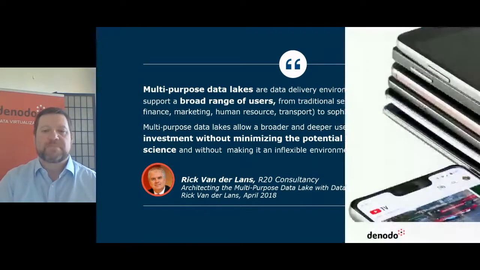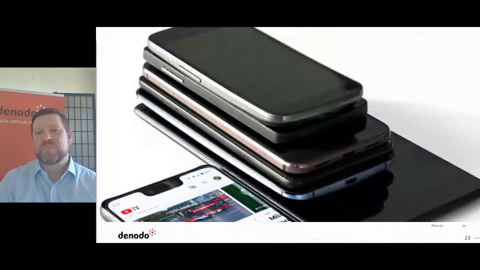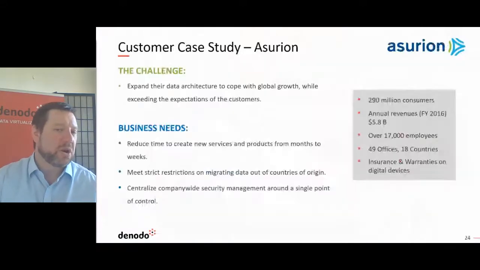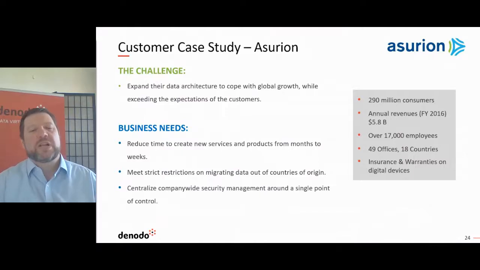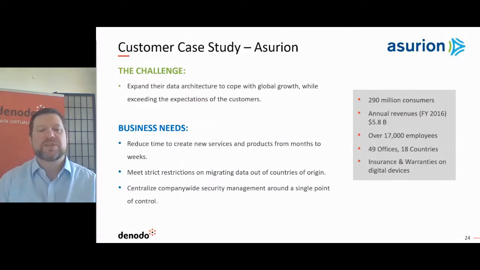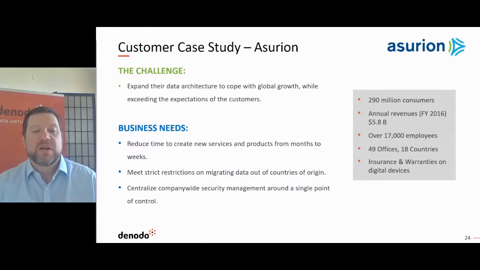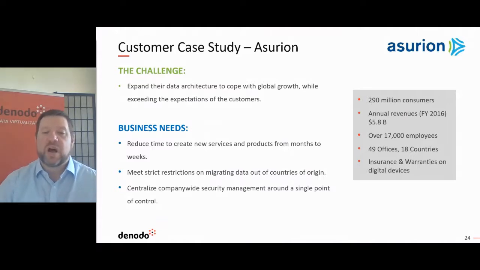Let's take a look at a customer. This is a customer called Asurion. You may, in fact, already be a customer of Asurion. Asurion provide white label insurance and warranties to electrical goods manufacturers for mobile phones and televisions and electronic or technical appliances. They're located in many countries around the world, have, as you can see, a high number of employees.